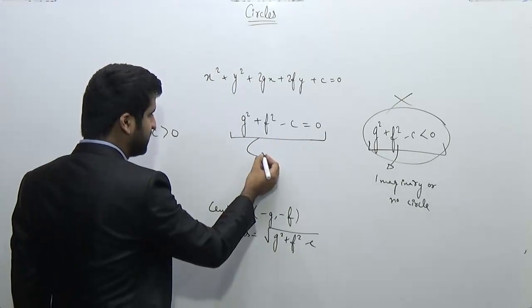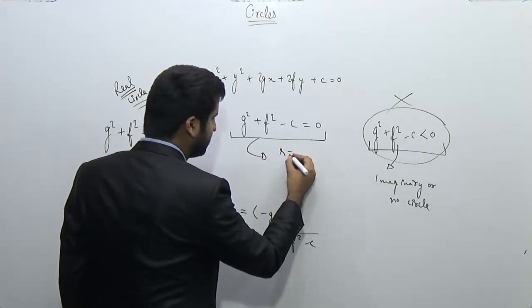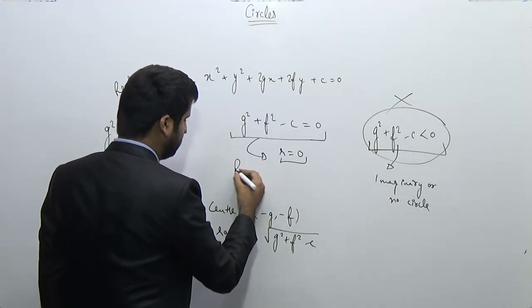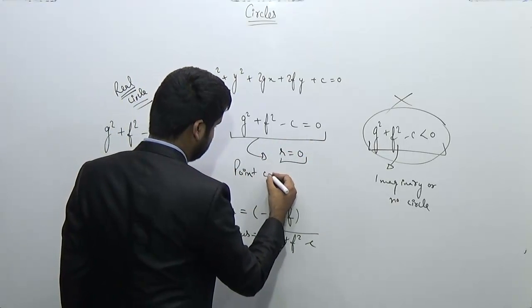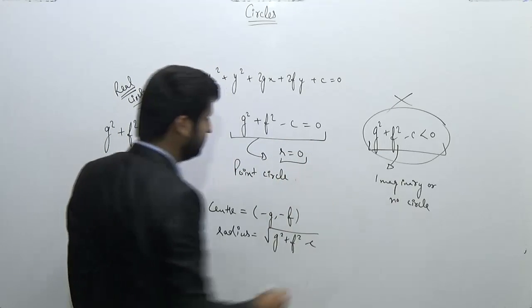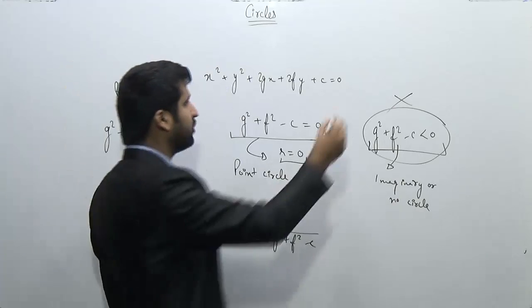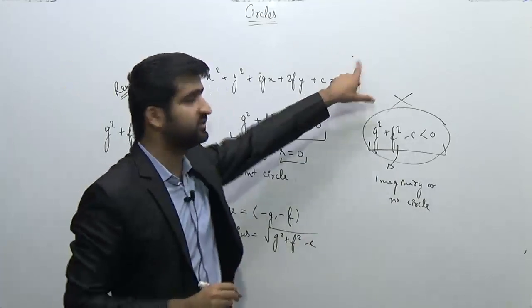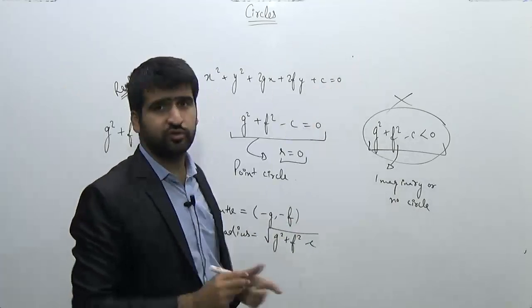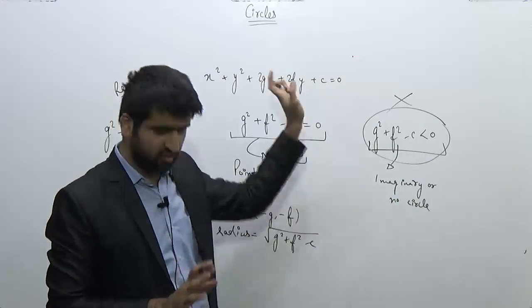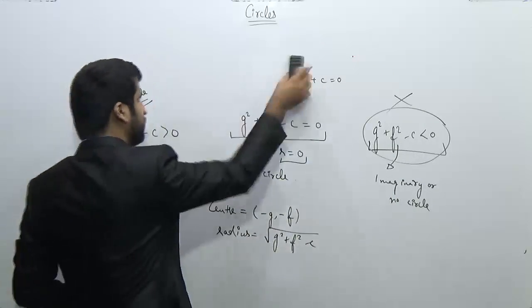And if this value comes out to be 0, we know that the radius is equal to 0. This thing is called a point circle. So a point circle is just denoted by a dot. This is a point circle with the radius equal to 0. We just know that this is a point. So what will be the equation of a point circle?